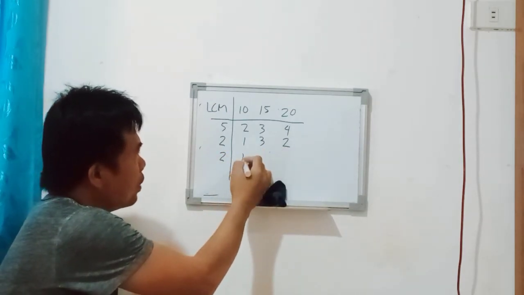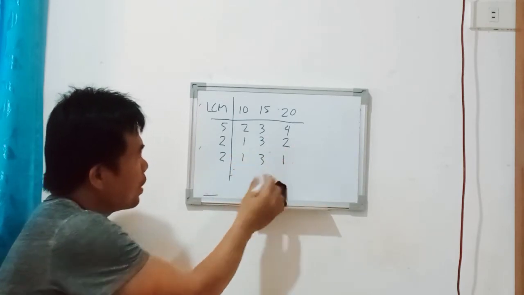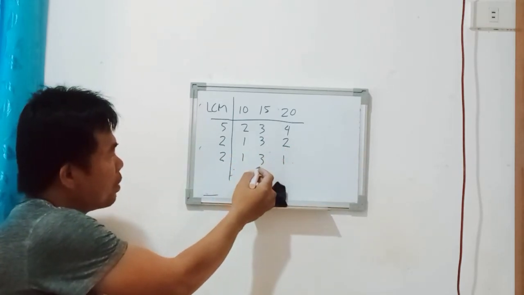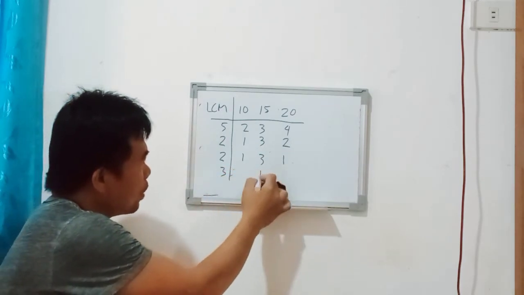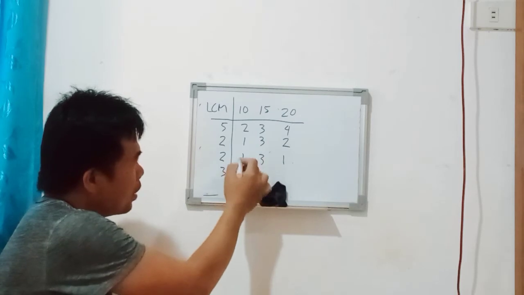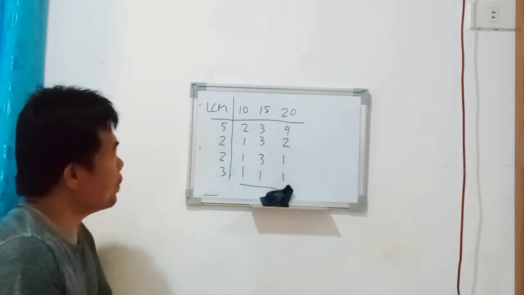Bring down 1, bring down 3. 2 divided by 2 is 1. And the remaining number now is 3. So the factors of 3 are 3 and 1. 3 divided by 3 is 1. Copy 1, copy 1. So all the numbers become 1.